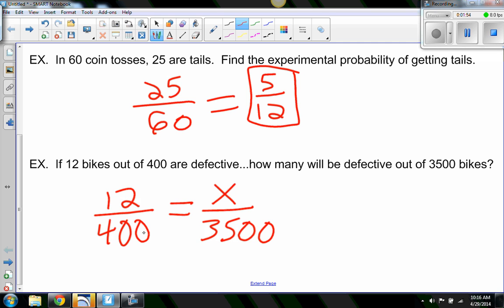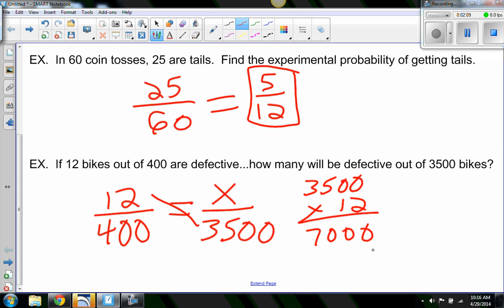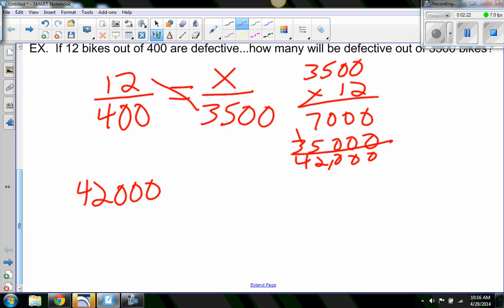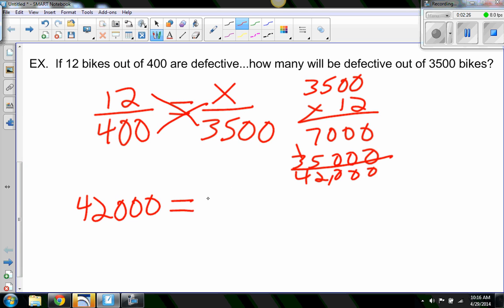See how I have both totals on the bottom? You have to make sure that you have the same type of information on the bottom and then the same type on the top. Defective is going to go on top. So then I crisscross. Just go ahead and solve my proportion. So 42,000 equals 400x. So then I just go ahead and divide by 400 to finish it off.